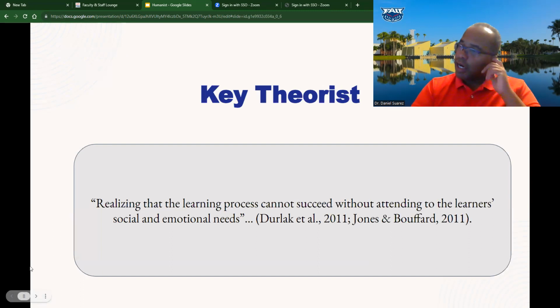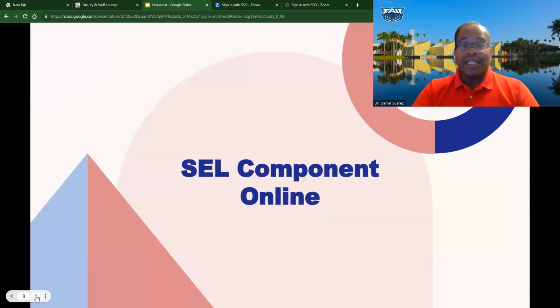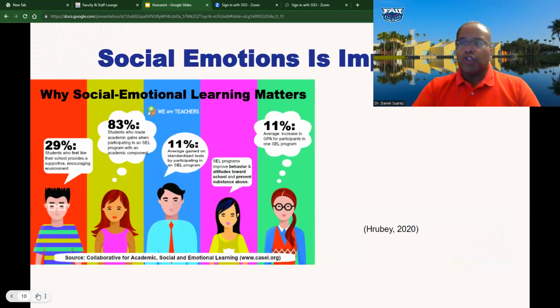Key theorists are Doctoral and Jones and Balfour, who realized that the learning process cannot succeed without attending to the learner's social and emotional needs. So, SEL components online. Let's begin with an example. Social emotional learning is important, and when it's applied, as you see here, it has benefits.